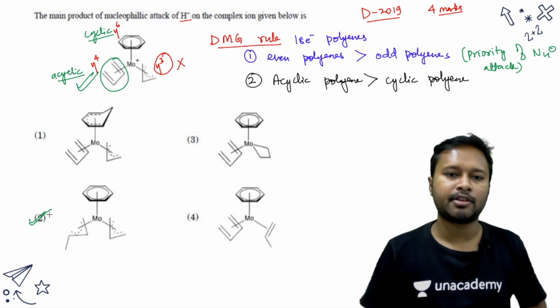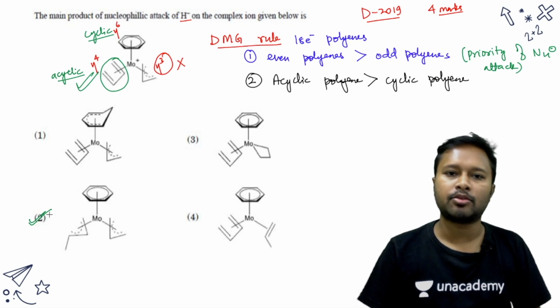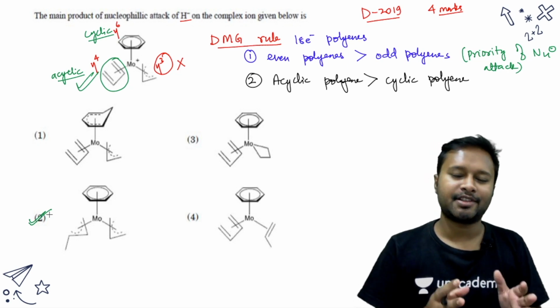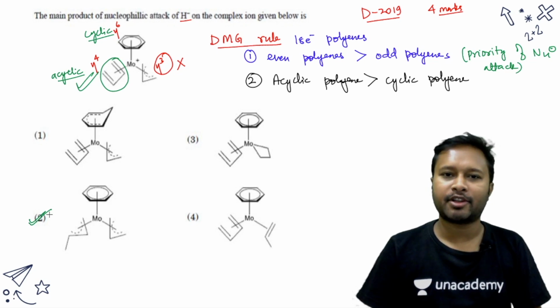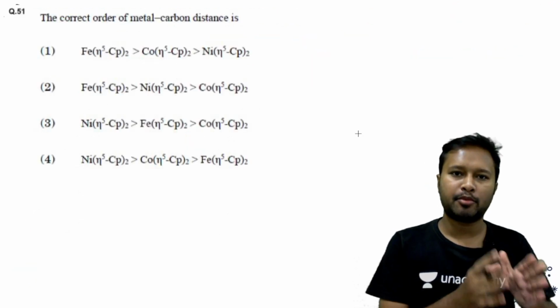Okay, so the correct option as per the DMG rule is your option number 2. All right, so this is how we have to do questions from here. Now let's look upon the next question then. Alright guys, let's look upon this particular question.